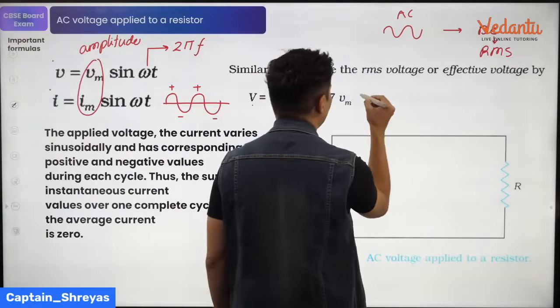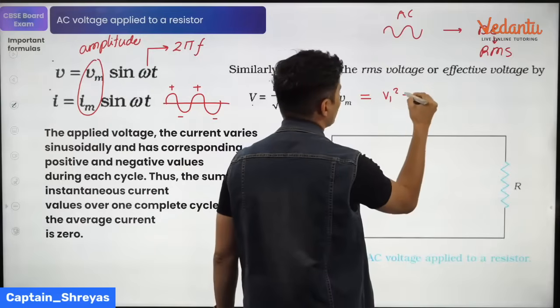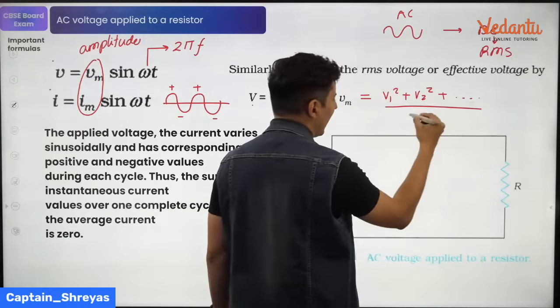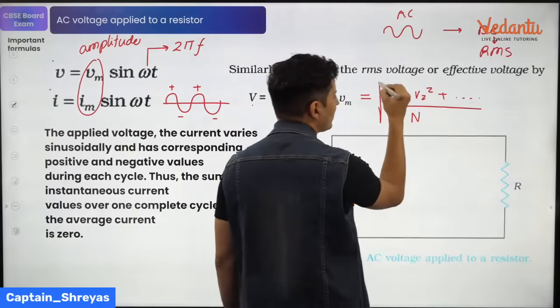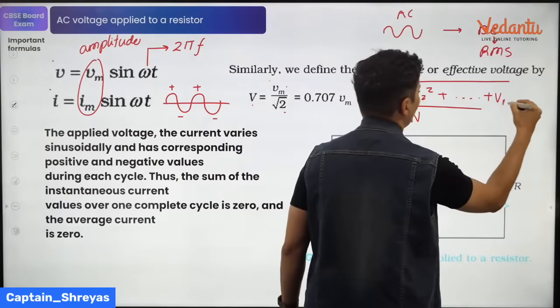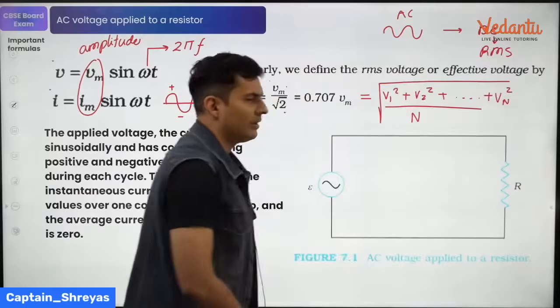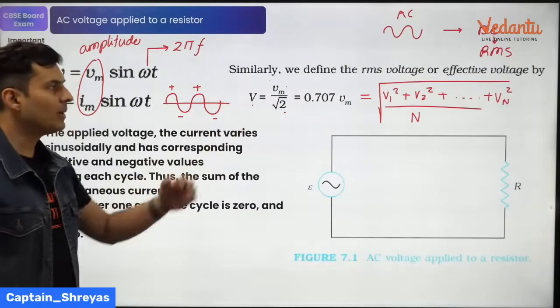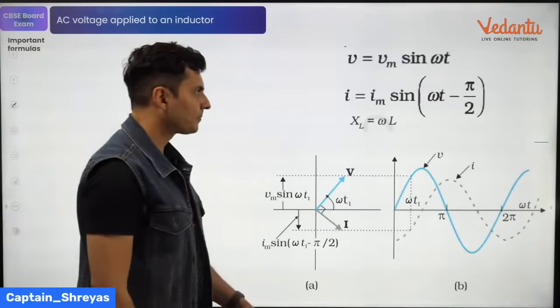Also, keep this in mind. Vrms square is V1 square plus V2 square plus V3 square. All the voltages you square and add, divided by the number of values that you have taken. Let's say n number of values, and put it under the root, just like your RMS speed in kinetic theory of gases. That is the meaning of RMS.